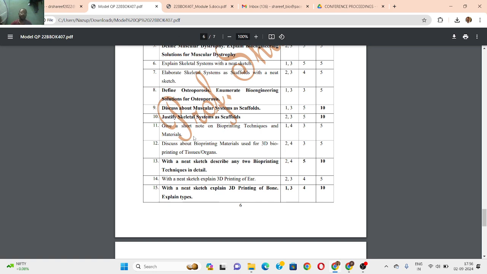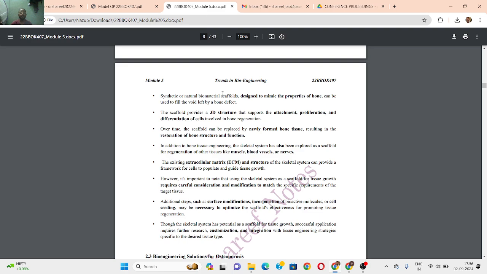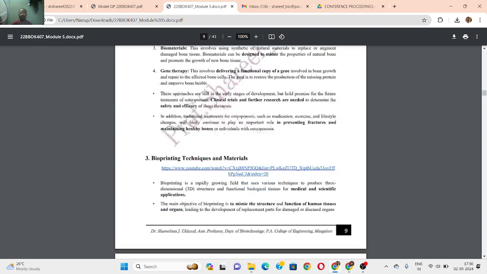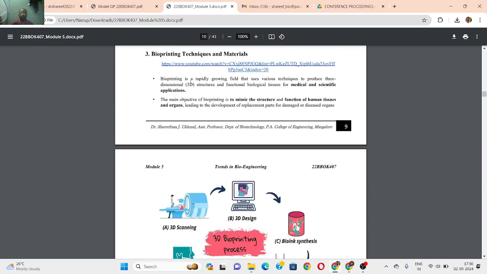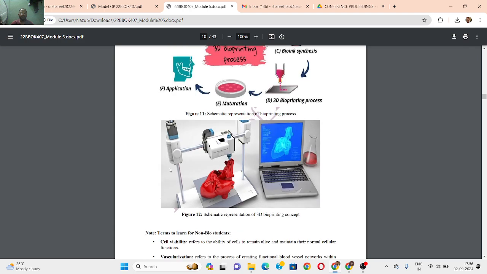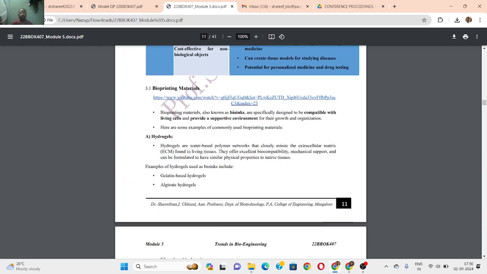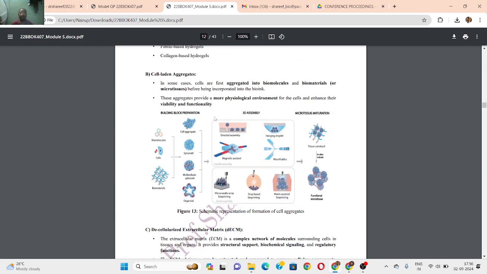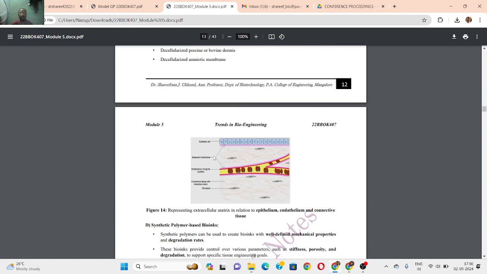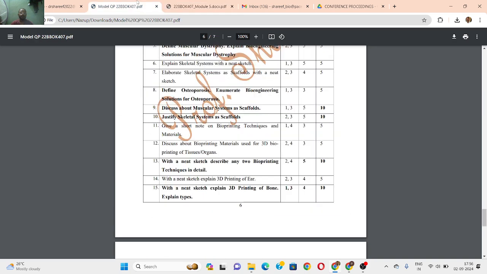Next, write a short note on bioprinting techniques and materials. So you have to write a short note. That means you just explain what bioprinting technique is, what the different techniques available are, and what the different types of bioprinting material are, like hydrogels, cell-laden aggregates, dECM. You only have to mention them. So that is for 5 marks.